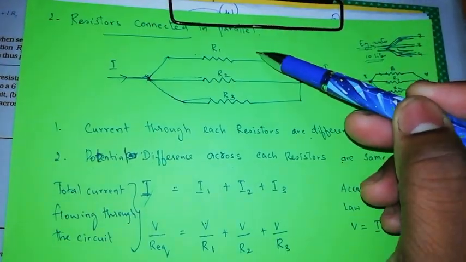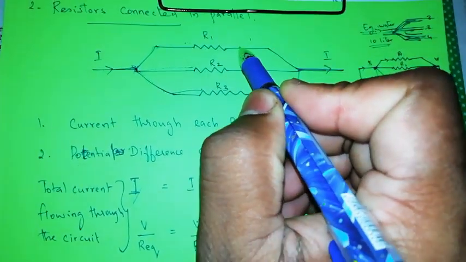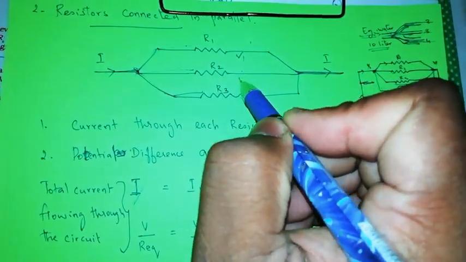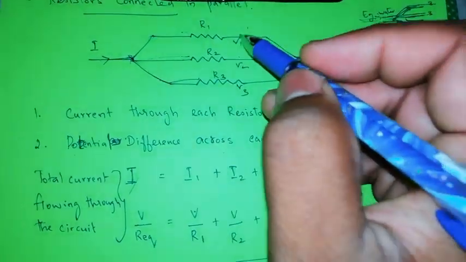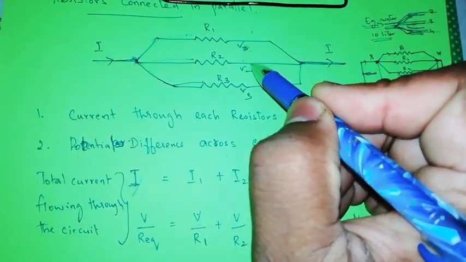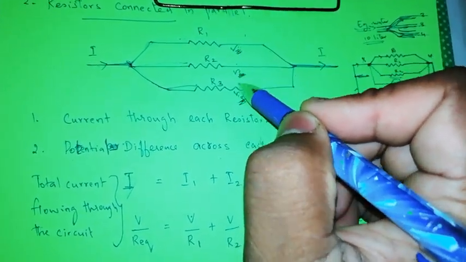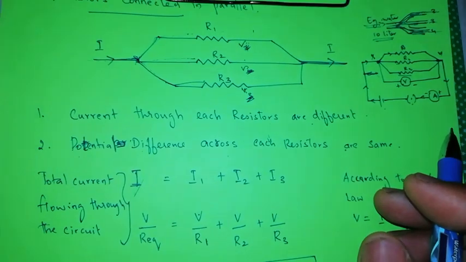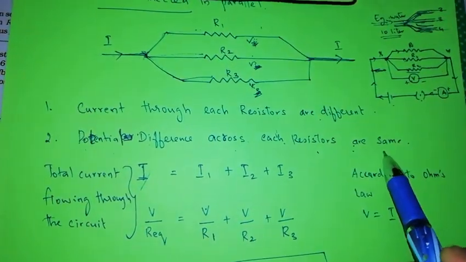But the potential differences which take place here are V1, V2, V3, and these three are going to be the same. There is no different V1, V2 or V3. All the potential differences are going to be the same. That is what they are talking about here: the potential difference across each resistor is the same.